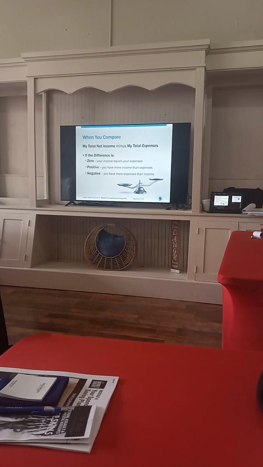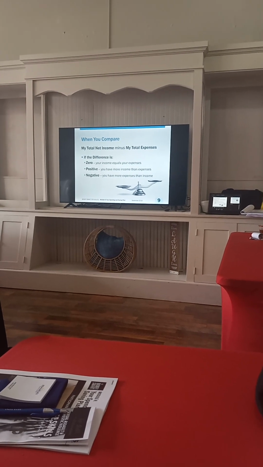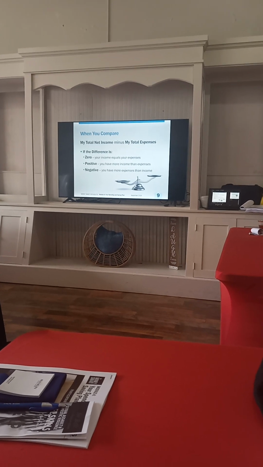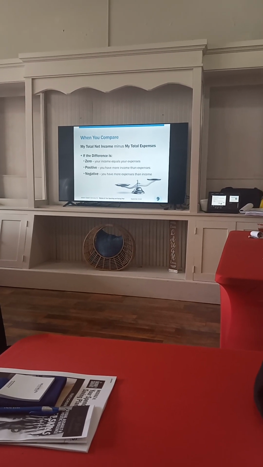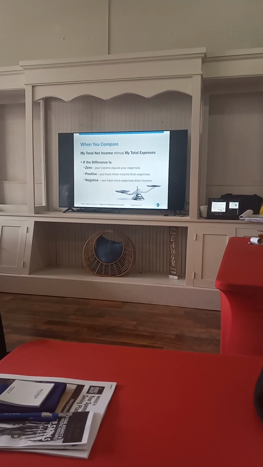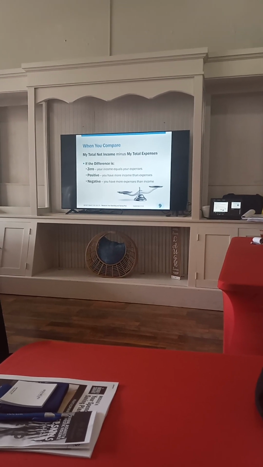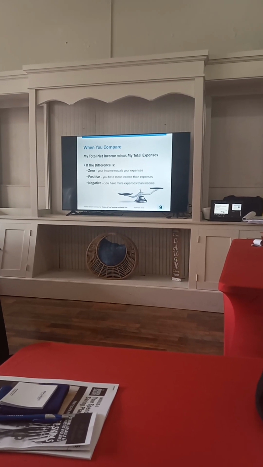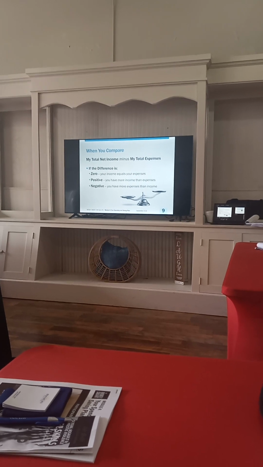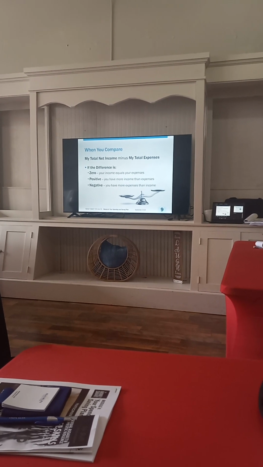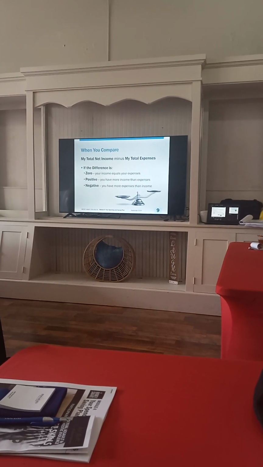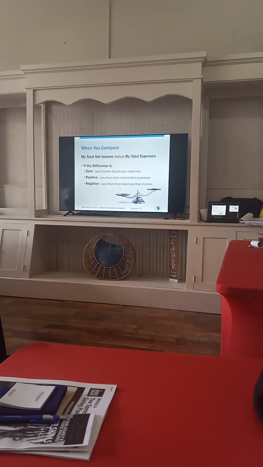If the difference between your net income and your total expenses is 0, it means you equal out. You're there. If it's positive, you're in good shape. You have more income than expenses. Are you ready for something to happen, in case the water heater goes out, anything of that nature? If it's negative, we have a problem. We have more expenses than income coming in. That's when we start looking at what we can cut.